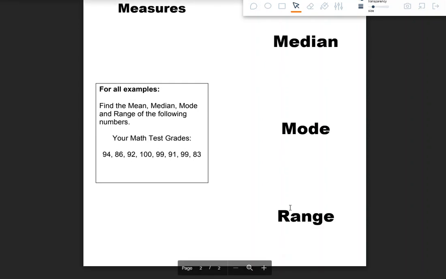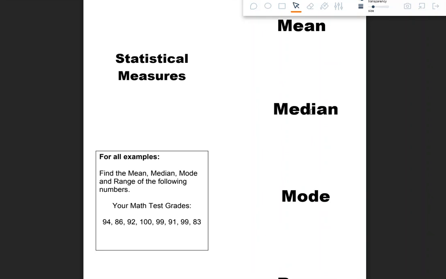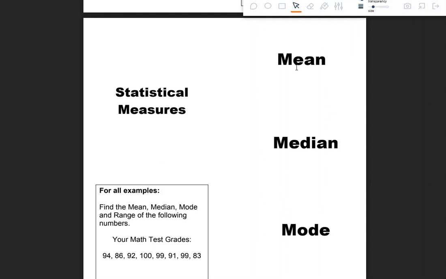Range is how spread out your data is. So you take your biggest number, which was 100, and our smallest number, which is 83, and you subtract the two, and that tells you your range. So range is the biggest number minus the smallest number. Mode is the number that shows up the most. Median is the one that's in the middle when they're in order from least to greatest. You have to do least to greatest first and figure out what's in the middle. And then mean is the average. You add up all your numbers and you divide by how many numbers you have, and that tells you the average. All right, so that's mean, median, mode, and range.